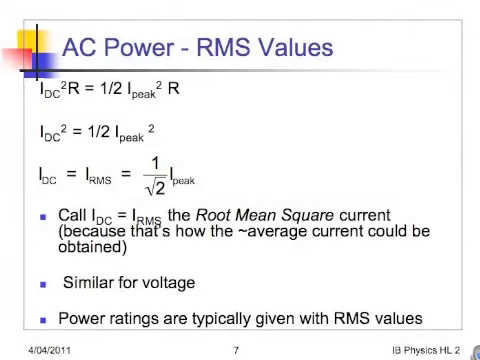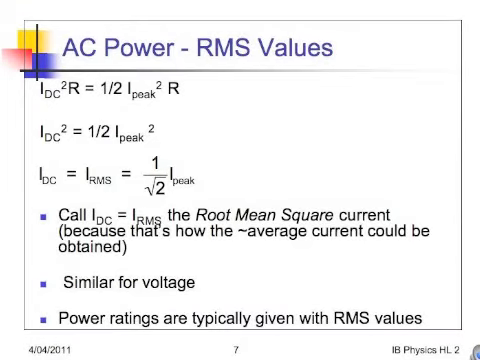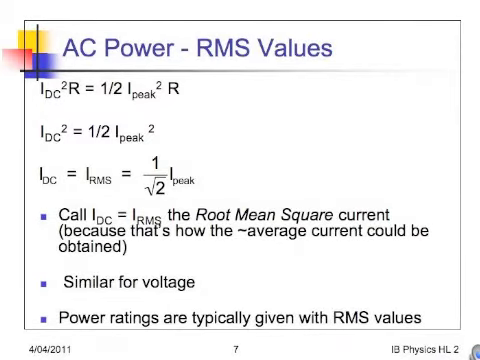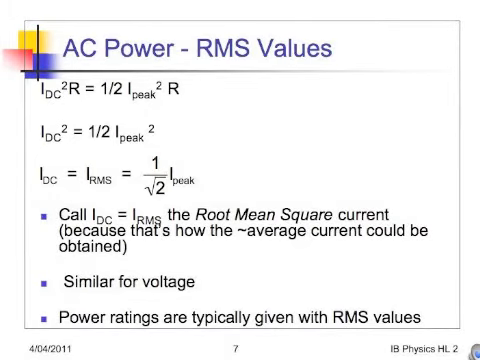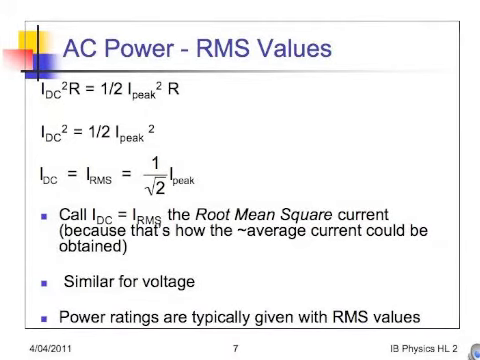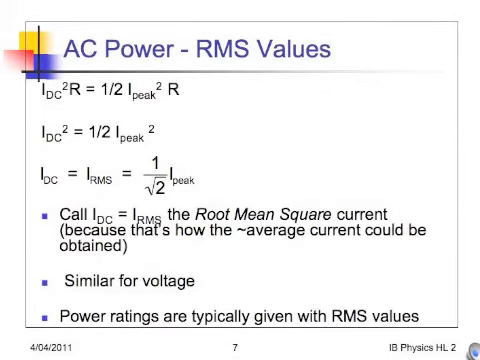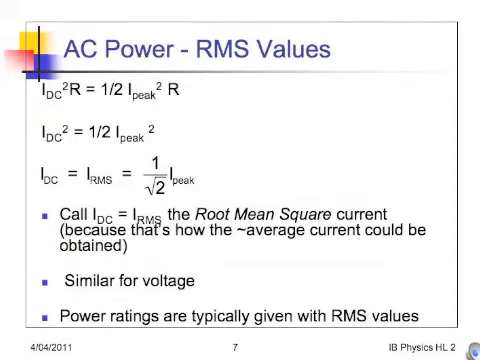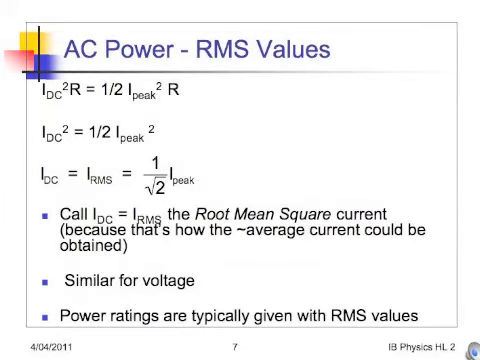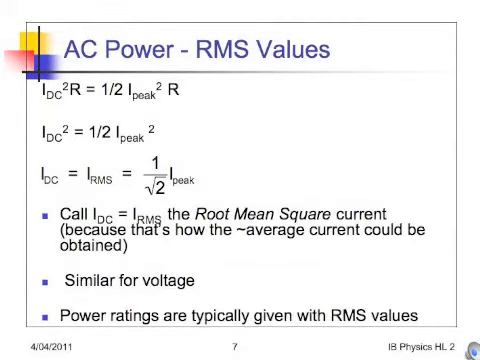The hypothetical DC current squared times the resistance, which would be the power being generated by this DC current, we set equal to the average power being dissipated, 1/2 the peak current squared times the resistance. Then we can divide through by the resistance on both sides and get that the DC current squared is 1/2 times the peak current squared. Take the square root of both sides and we get that the DC current is 1 over the square root of 2 times the peak current.